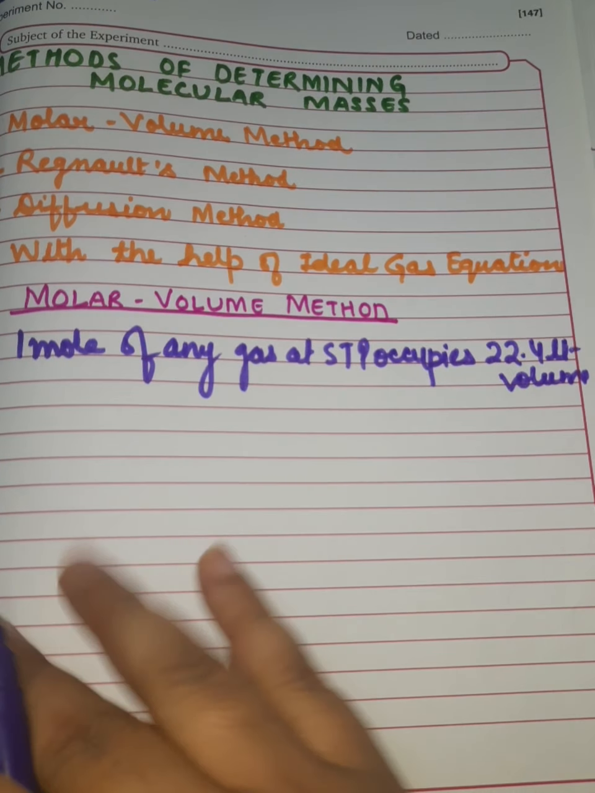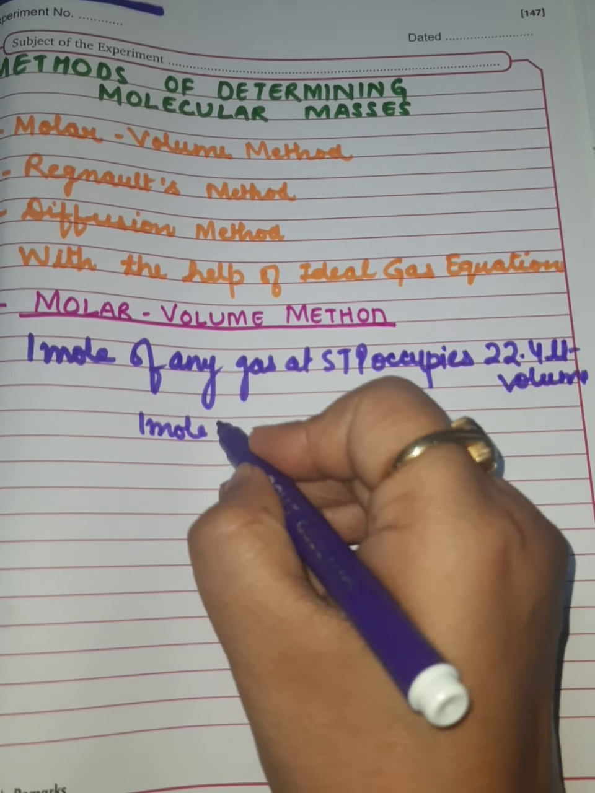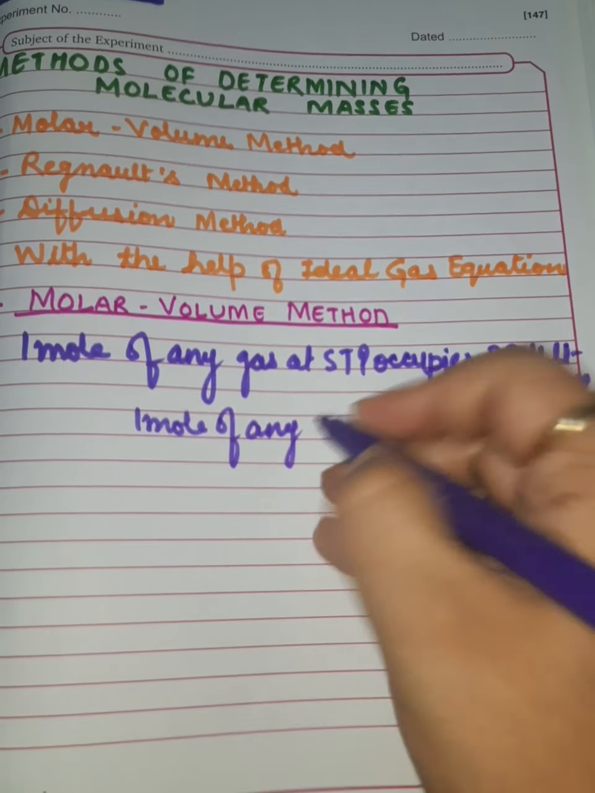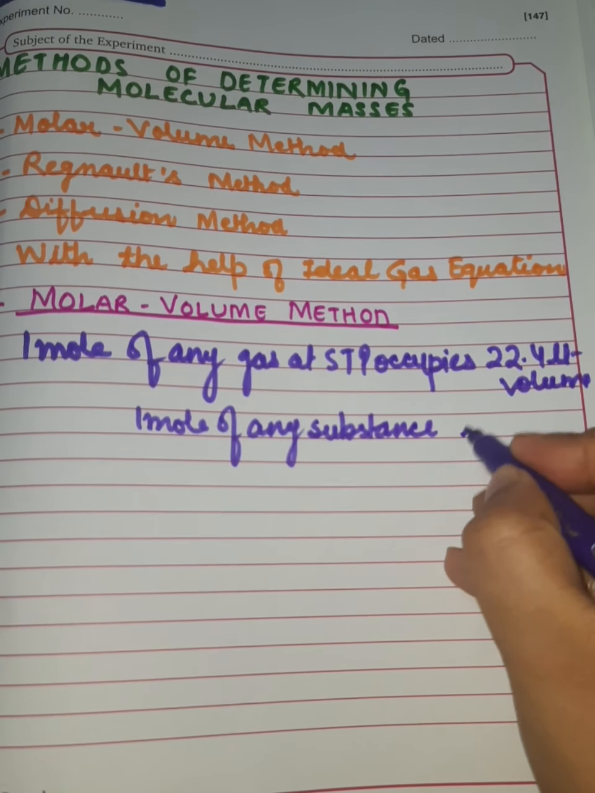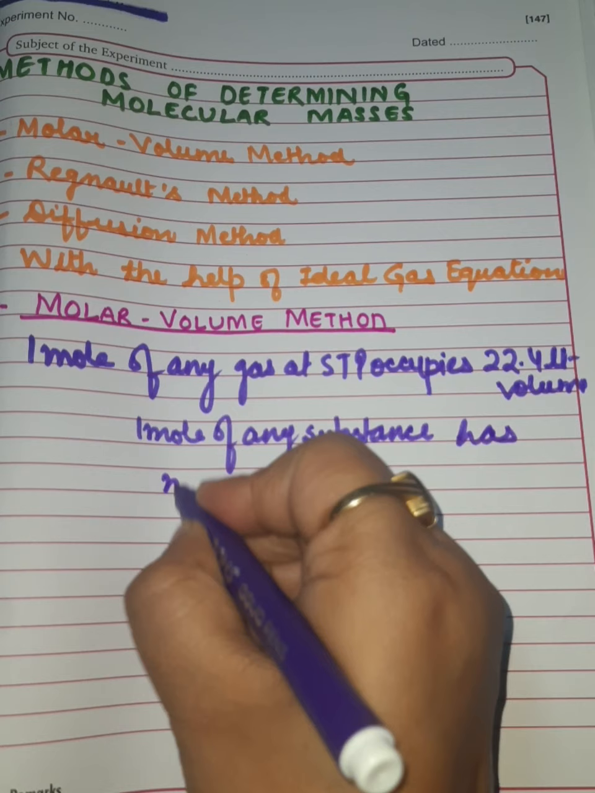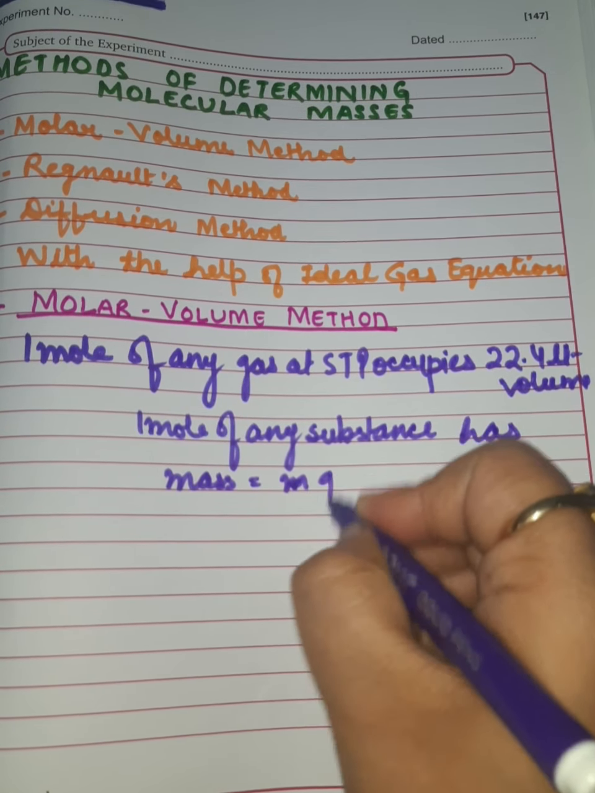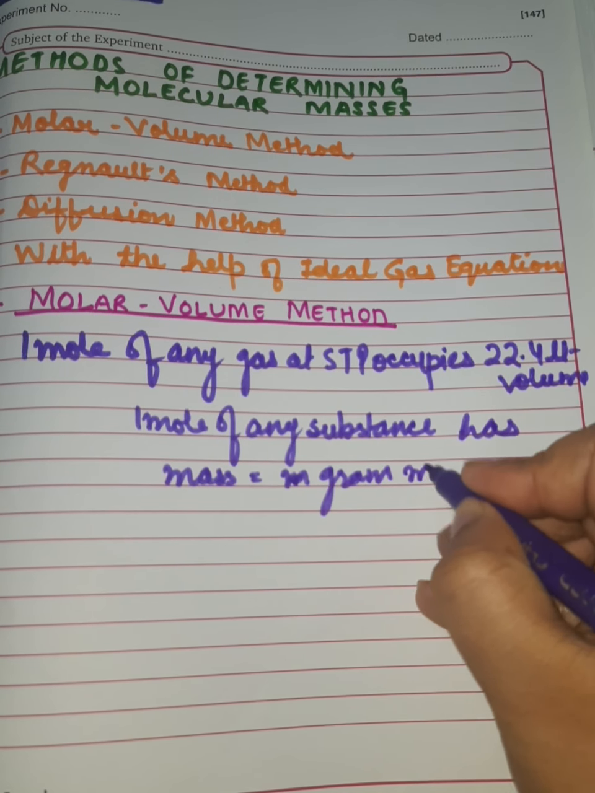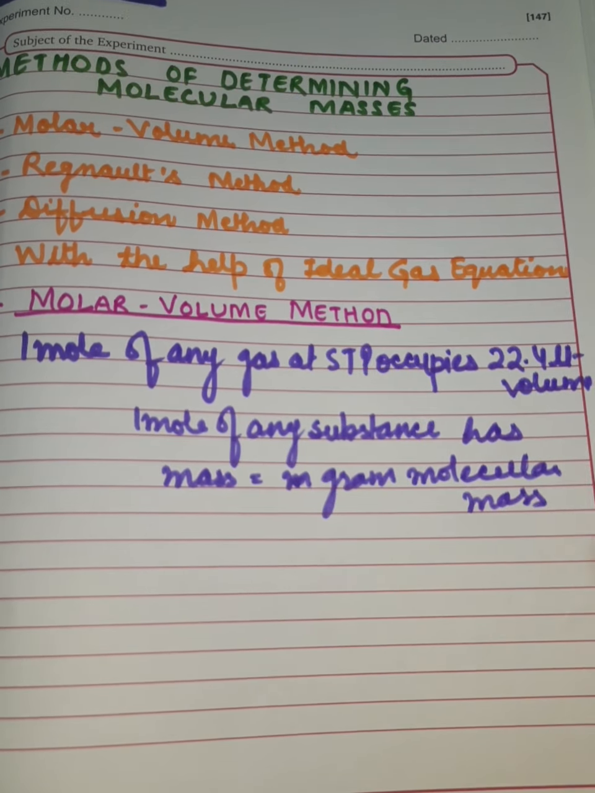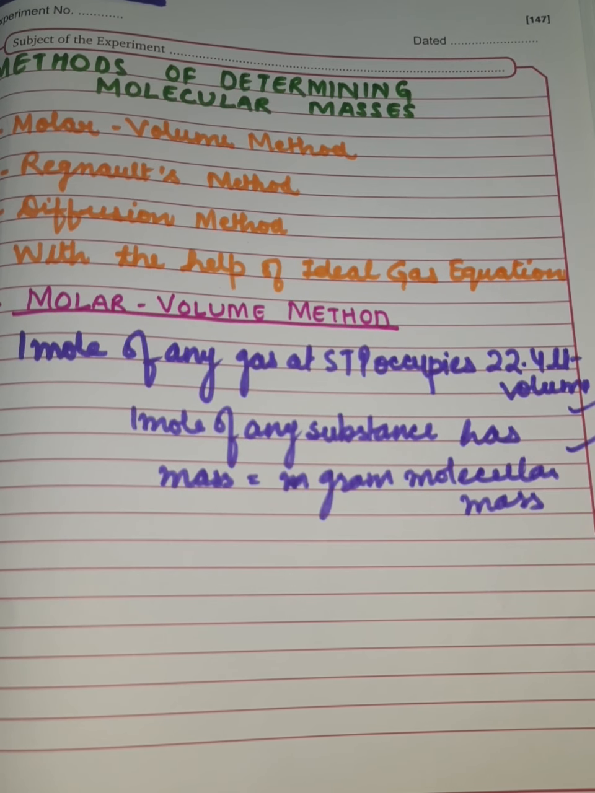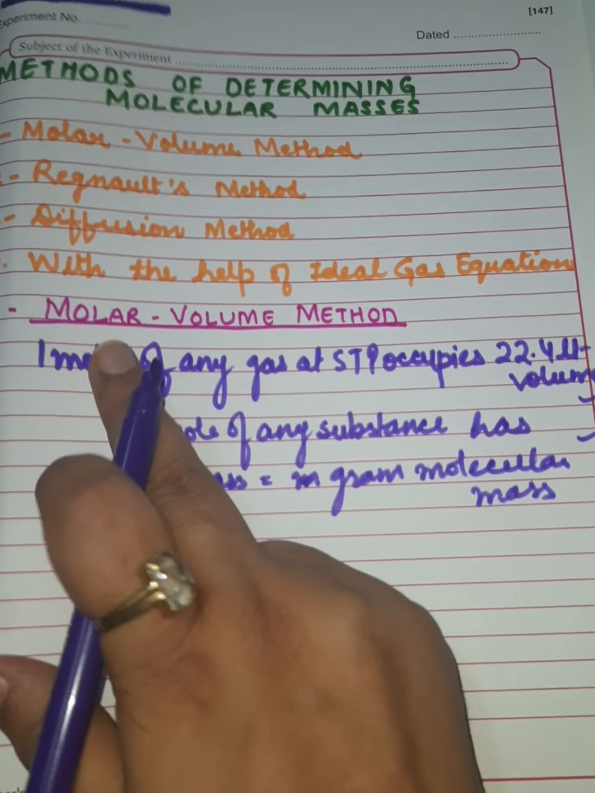We all know about this thing. And what is 1 mole? 1 mole of any substance has mass equal to its gram molecular mass. So these two simple statements only you are supposed to keep in your mind for this method, which is named as the molar volume method.